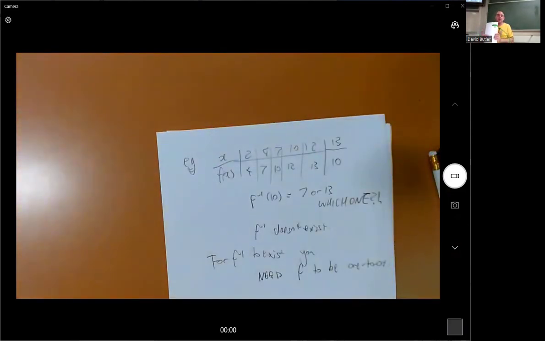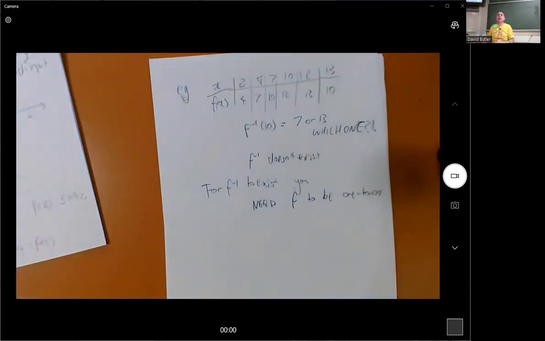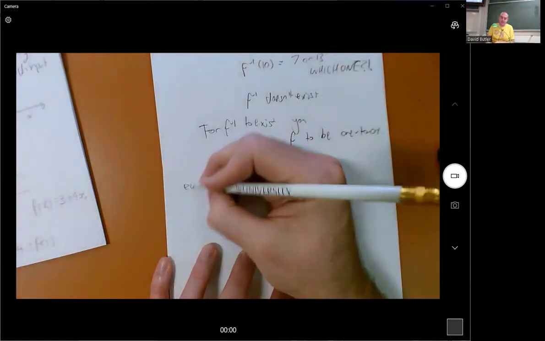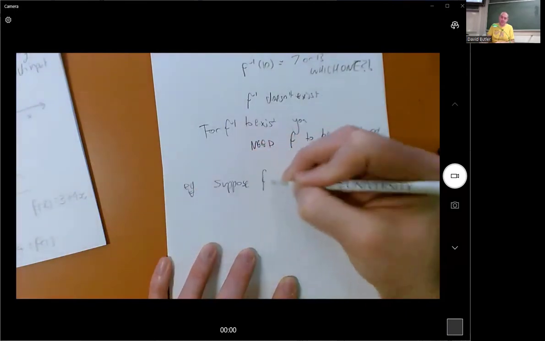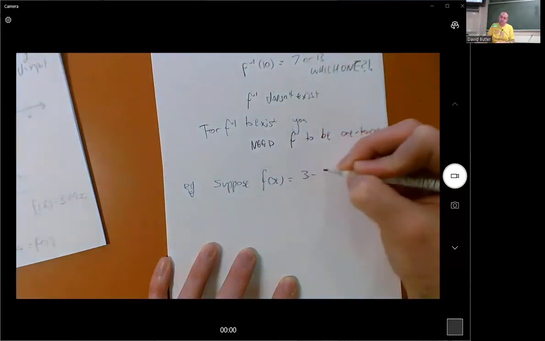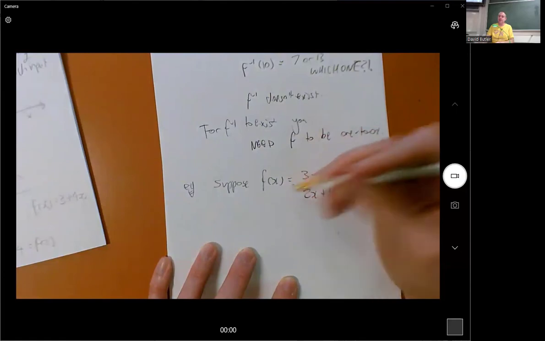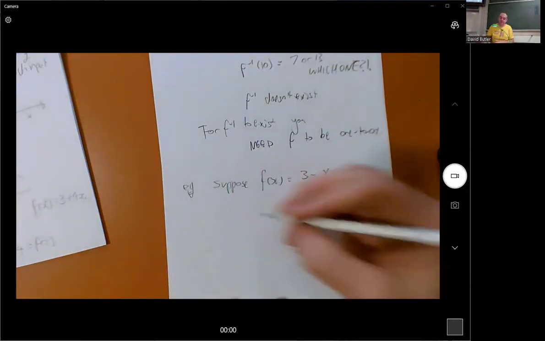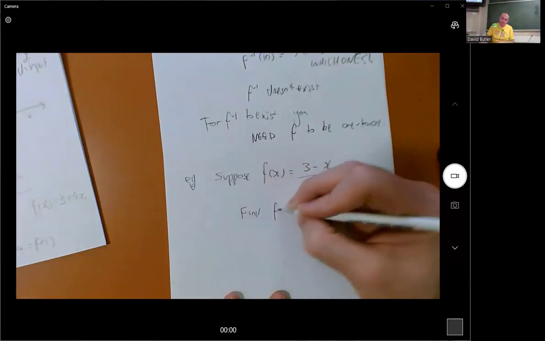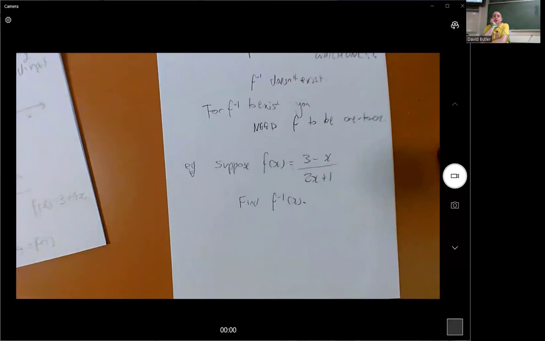Does anyone want to see me find the formula for an inverse function? Yeah? Is this something that you've been asked to do, something like this, and then find f inverse? Cool.